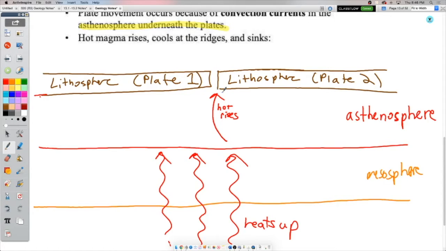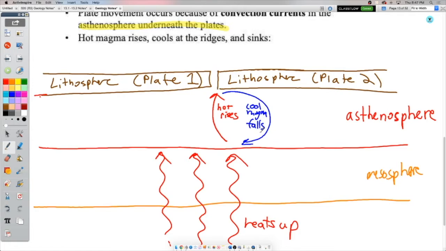Okay, so the hot magma rises and then it gets cooler as it gets up to here, right? Partly because it's exposed, but also just because it's getting away from the heat. So the cool starts to fall, right? Cool magma falls.